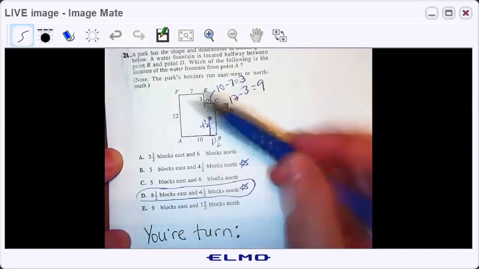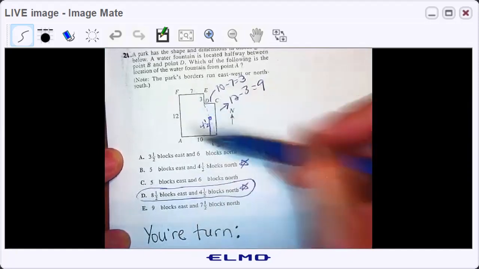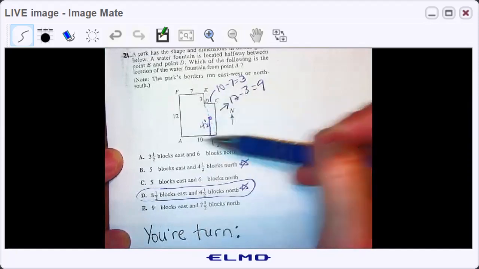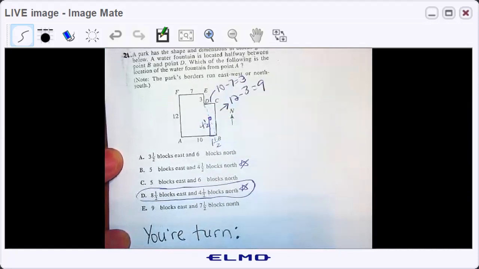So it really just becomes learning how to read this figure and transfer numbers, and then read the question carefully, of course, to get the right answer.